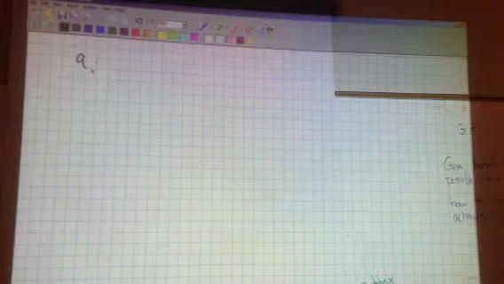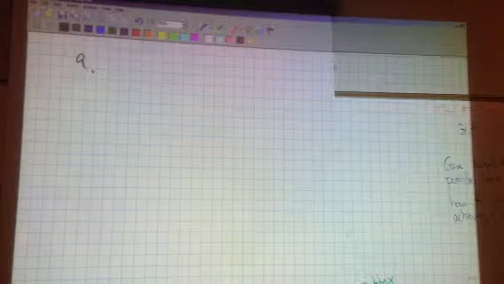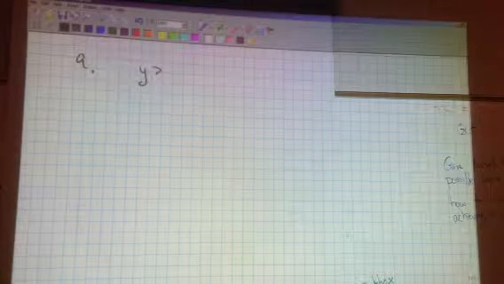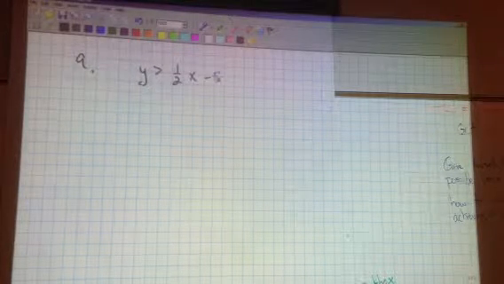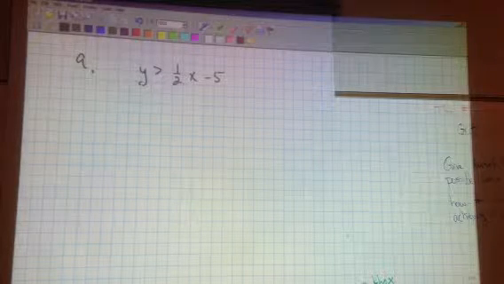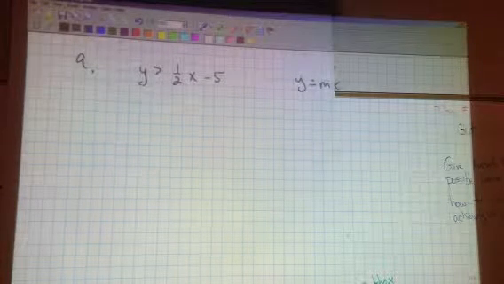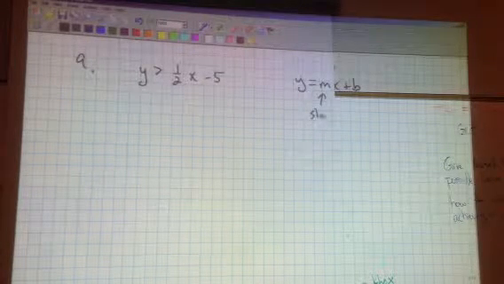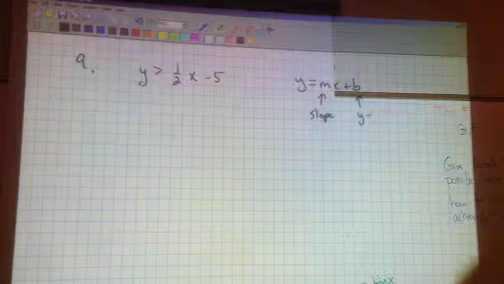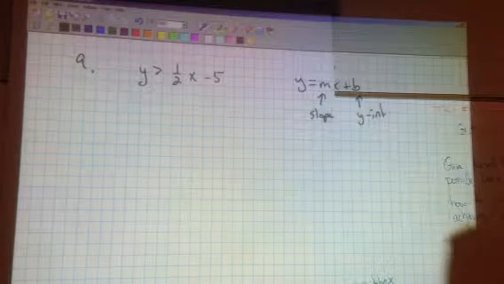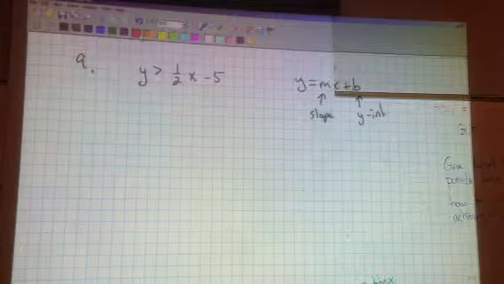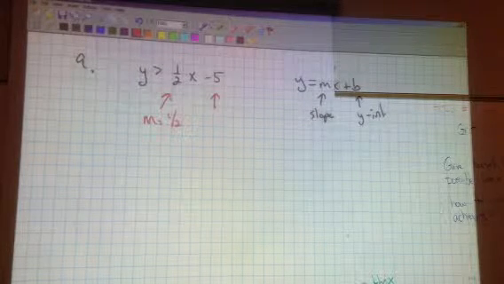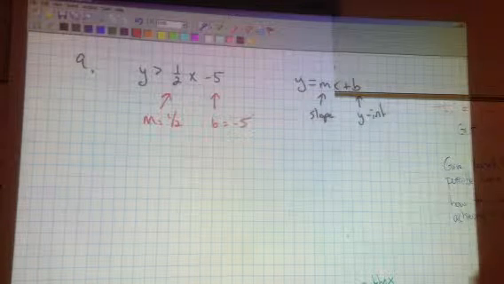All right, for number 9, we have to graph inequalities, which really we're going to graph the same way we would an equation, and we're going to use slope-intercept form. So when anything is solved for y, we can say that's slope-intercept form. So like y equals mx plus b, m is your slope, b is your y-intercept, or where the line crosses the y-axis. So in this case, my slope is 1/2, and my y-intercept is -5.